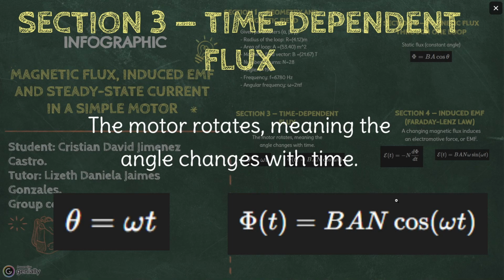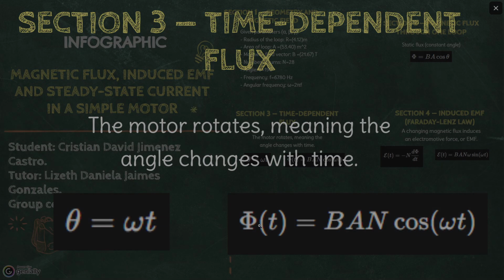Section 3. Time-dependent flux. In part B of the problem, the motor rotates, meaning the angle changes with time, described by this formula. So the flux becomes this. This allows us to calculate the flux at any moment, such as at 0 seconds, 10 seconds, or 60 seconds.